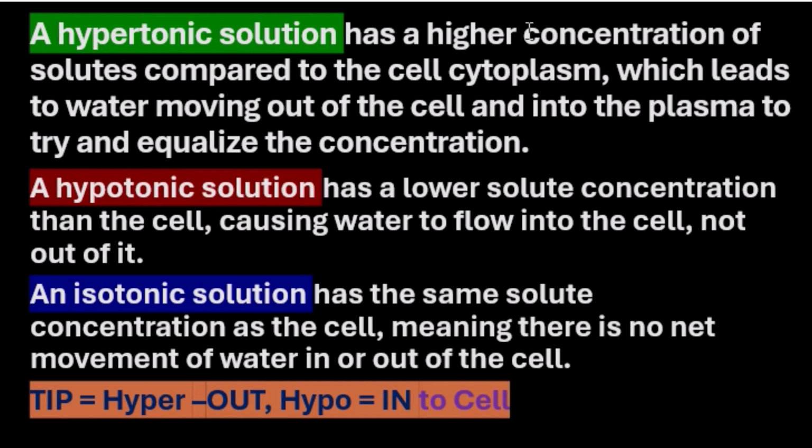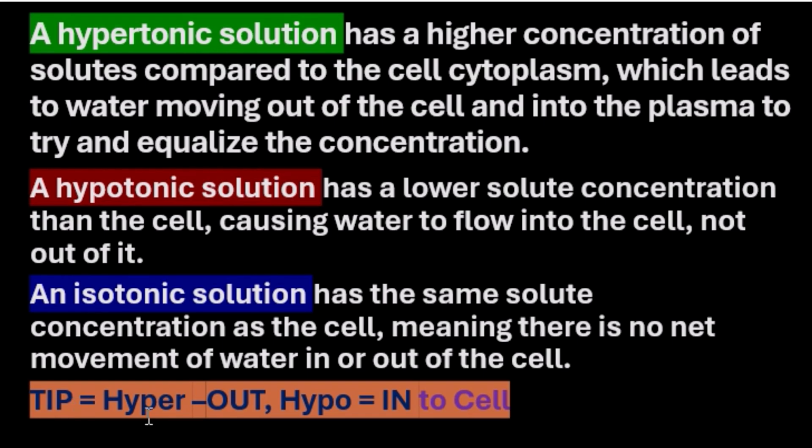A hypertonic solution has a higher concentration of solutes compared to the cell cytoplasm, which leads to water moving out of the cell into the plasma to try and equalize the concentration. In the opposite way, a hypotonic solution has a lower solute concentration than the cell, causing water to flow into the cell, not out of it. Isotonic has the same solute concentration, so there is no net movement of water out of the cell.